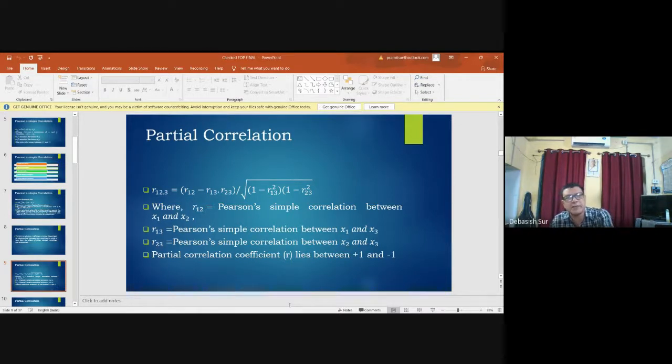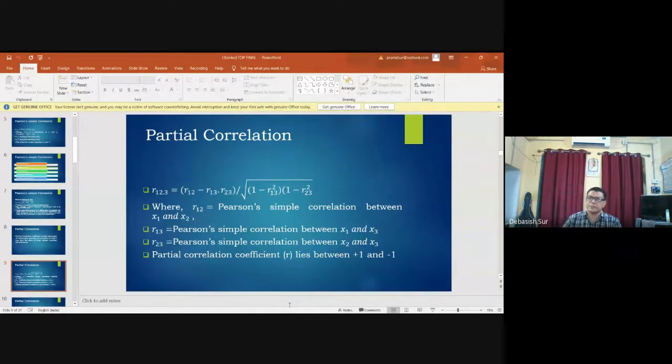And here is the formula: r12.3 equals (r12 minus r13 into r23) divided by root over (1 minus r13 square) into (1 minus r23 square), where r12 is the simple correlation between x1 and x2, r13 is the simple correlation between x1 and x3, r23 is the simple correlation between x2 and x3.